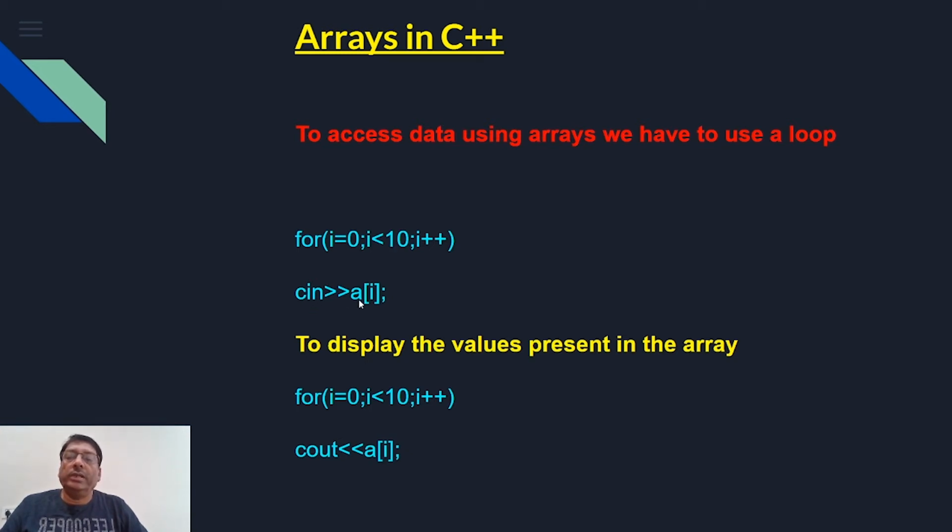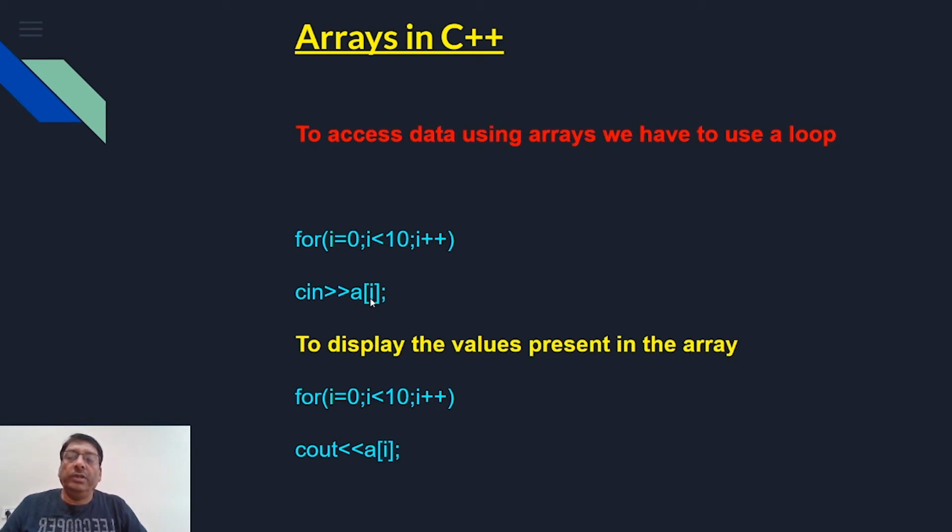Then you can say cin in A of I. When I is 0, it becomes A of 0. That means whatever number you accept here will be stored in the location called A of 0. Here I can be referred to as a subscript variable, which means it is a part of this variable called A. Then the value of I becomes 1. When I is 1, you accept a number and that will be stored in A of 1, then A of 2, A of 3, and so on. You will continue up to A of 9.